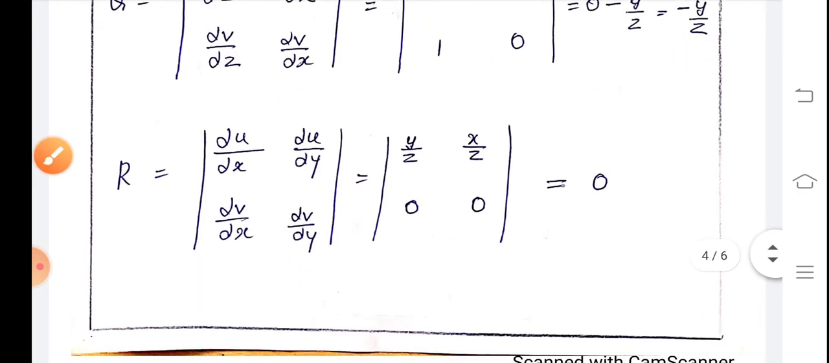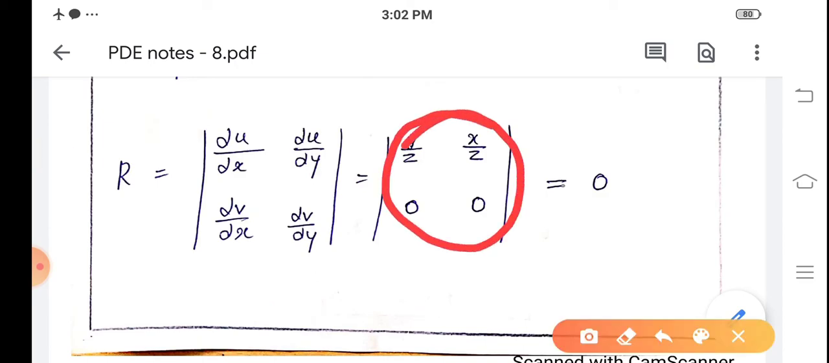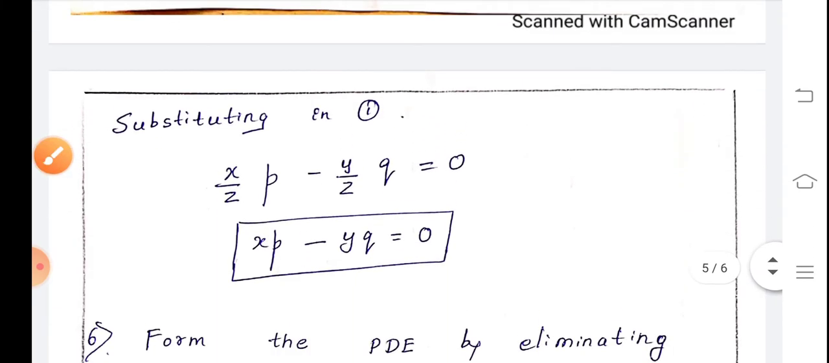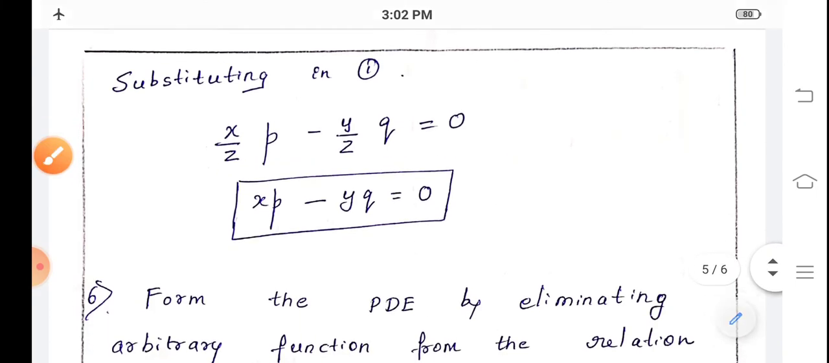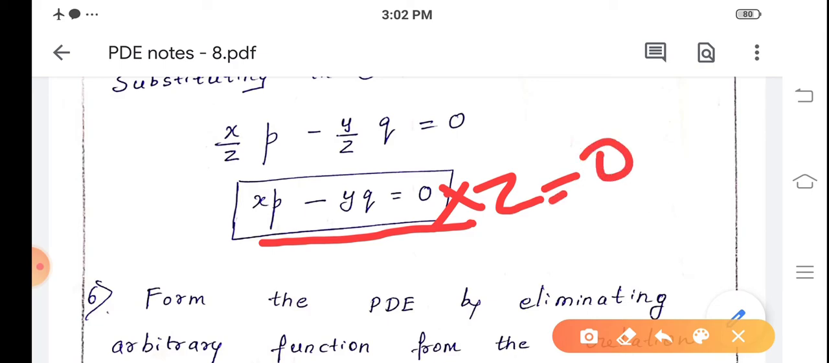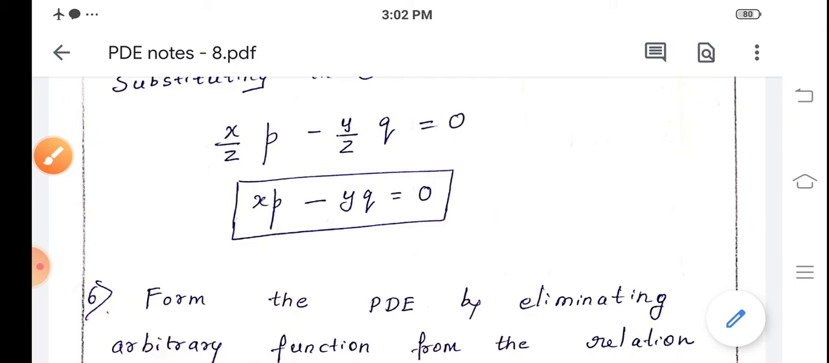Now we find r value. R is given by determinant ∂u/∂x, ∂u/∂y, ∂v/∂x, ∂v/∂y. That will be y/z, x/z, 0, 0. That gives 0 only. Now substituting this in equation 1, we are getting the equation as x/z into p minus y/z into q equal to 0, or we multiply by z here, then we are getting x into p minus y into q equal to 0 into z, that will be 0 only, or xp minus yq equal to 0. This is the required partial differential equation.